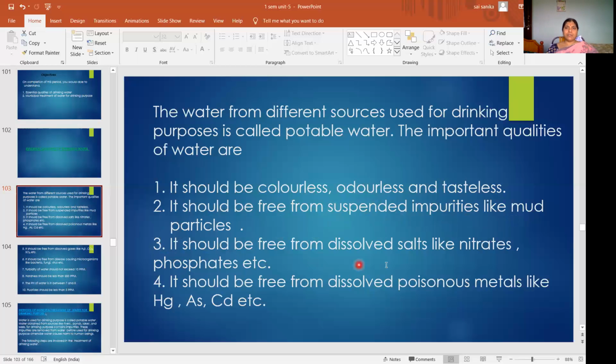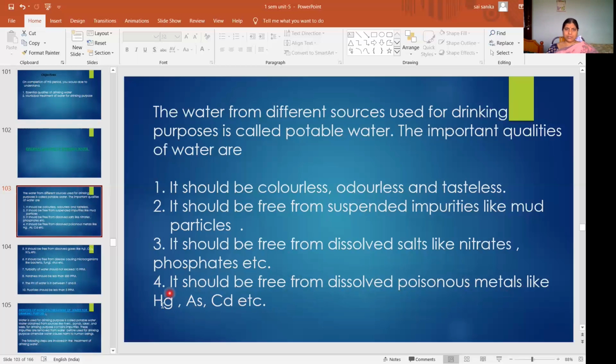Then it should be free from dissolved salts like nitrates and phosphates. Dissolved salts are soluble in the water, and we can't see those salts. So nitrates and phosphates should not be there. Then the fourth point, it should be free from dissolved poisonous metals. Poisonous metals cause diseases, so they should not be present in the water. Poisonous metals like mercury, arsenic, and cadmium.